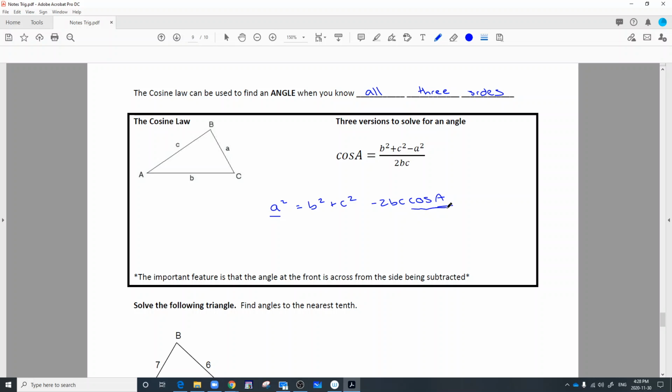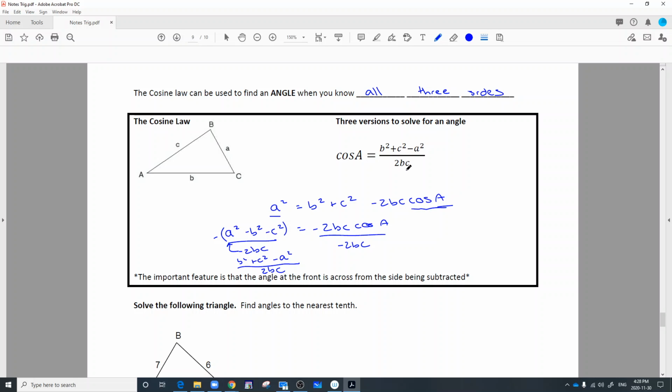So if I wanted to solve for cos A, I would subtract b squared, subtract c squared. So I'd have a squared minus b squared minus c squared equals negative 2bc cos of A. And then to get to the cos of A, I would divide both sides by negative 2bc. Now, to get rid of this negative, we apply it up here. So you would end up with positive b squared, positive c squared, minus a squared. So we're switching the signs on the top so that we can just put positive 2bc on the bottom.